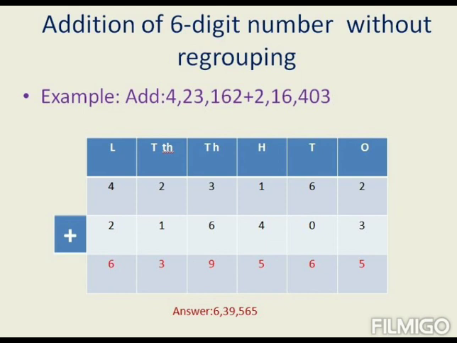Next, addition of 6-digit numbers without regrouping. For that, let us consider two numbers, 4,23,162 and 2,16,403. Here we have 6-digit numbers, so we have to mention the places till lakhs place. Ones, tens, hundreds, thousands, 10,000 and lakhs. After that we have to represent the given number in their respective places. Then put the plus symbol and start adding from ones column.